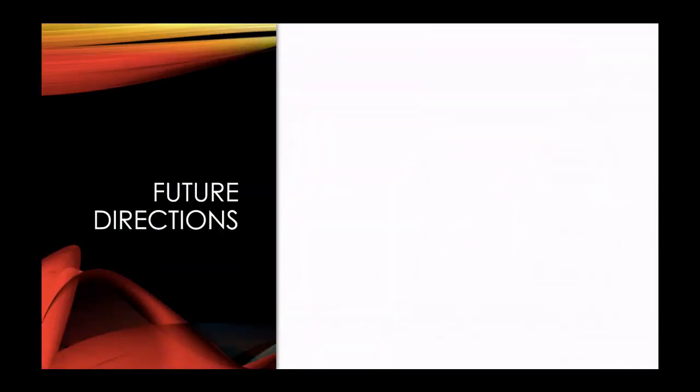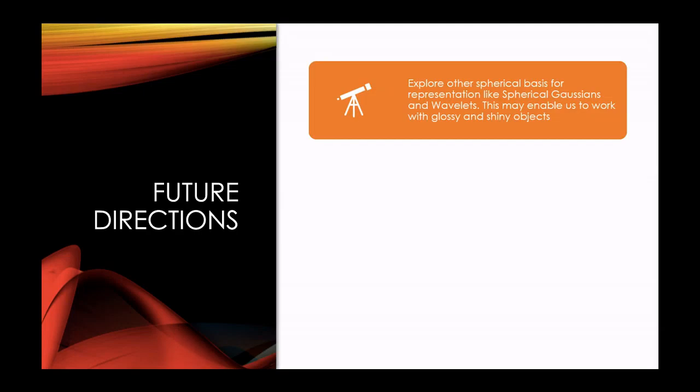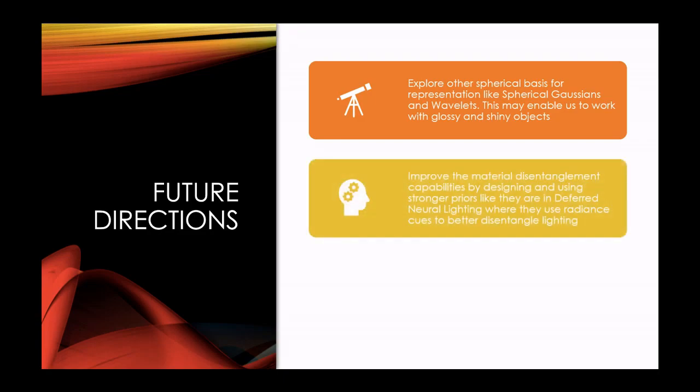We now move on to future directions of our work. So we have discovered the spherical harmonic basis and used that to represent diffuse textures. However, that is not a very rich representation, and other representations like spherical Gaussians and wavelets may enable us to work with glossy and shiny objects. We also would like to improve the material disentanglement capabilities by designing and using stronger priors like they have used in other concurrent work like deferred neural lighting, which uses radiance cues to better disentangle lighting.